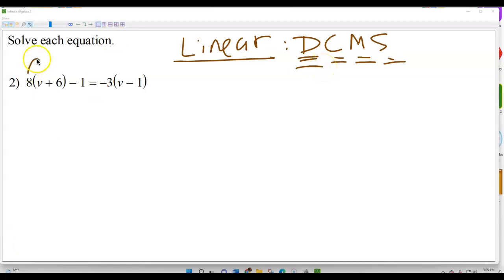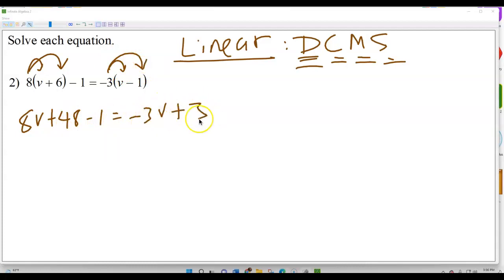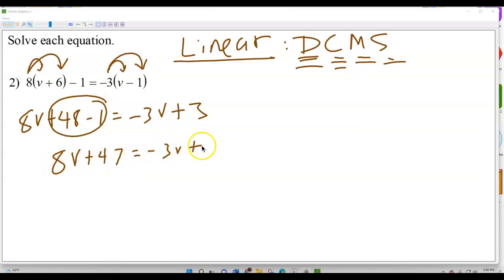Step 1, let's distribute. So we get 8v plus 48 minus 1. Distribute here as well. We get negative 3v plus 3. After that, you combine your like terms. Right here, we've got a pair of like terms. So we'll put those together. After you're done combining like terms, you move the smaller variable. I've got 8v's on this side and negative 3v's on the other side. The smaller variable is the negative 3, obviously, so I'm going to go ahead and add the 3v to both sides. And that gives me 11v.